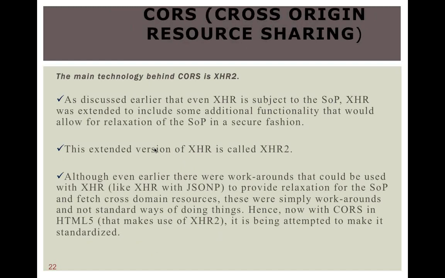XHR2 is nothing other than the XHR that was already there. XHR already had some of the basic methods and objects that were required, and along with these, XHR2 came up with its own implementation, with its own specifications that were now used to get around the same origin policy. So in a way, we can call it an extended version of XHR, right?